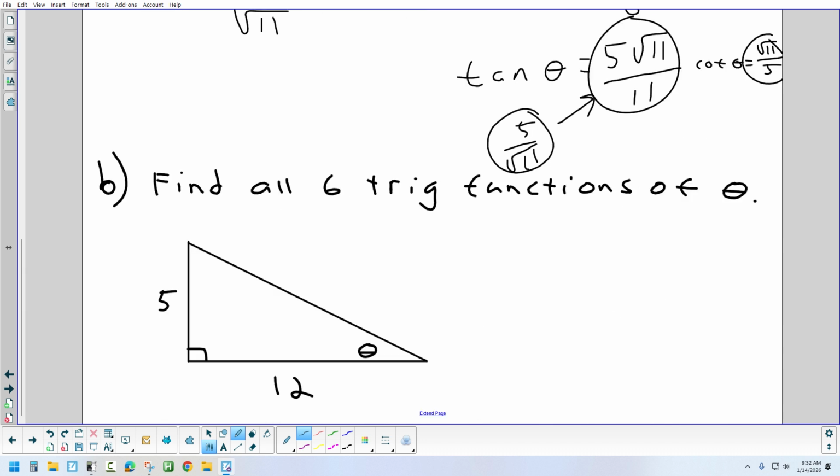Find all 6 trig functions of theta. What do I need to figure out first? Yeah, the hypotenuse. And do you know what the hypotenuse is going to come out to here? Yeah, 13. This is a Pythagorean triple, which means all sides are integers in a right triangle. If you do 5 squared plus 12 squared, you get 169. And the square root of that is 13. So no roots. This one's very fast to find them all.